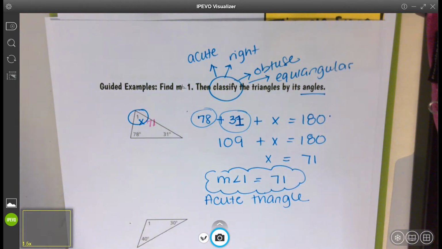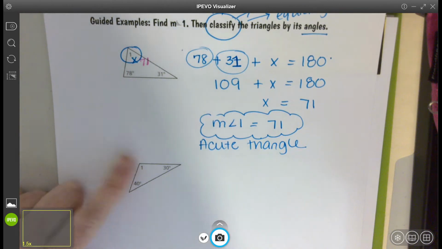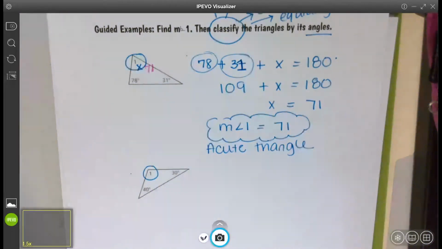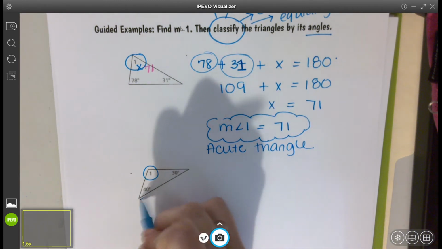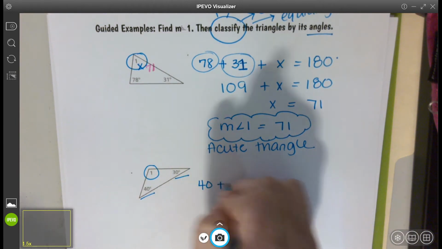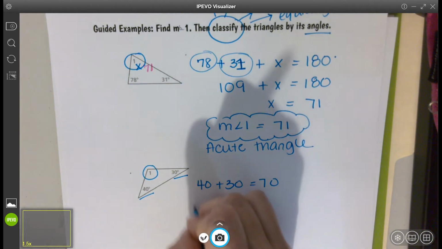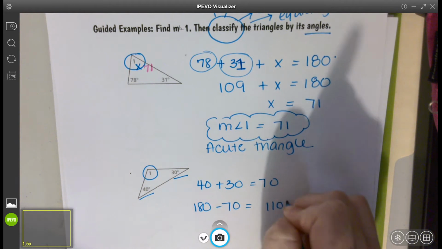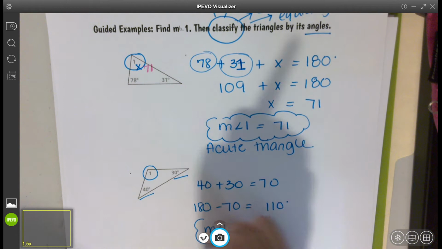All right, we're going to do the same process again for the second example. So here we have our two angles given and our last one that is unknown. So I'll show a different way to figure out the missing angle. So here we have 40 and 30. So I'm going to add them together. And that equals 70. I'm going to subtract 70 from 180, leaving me with 110. So the measure of angle 1 equals 110 degrees.